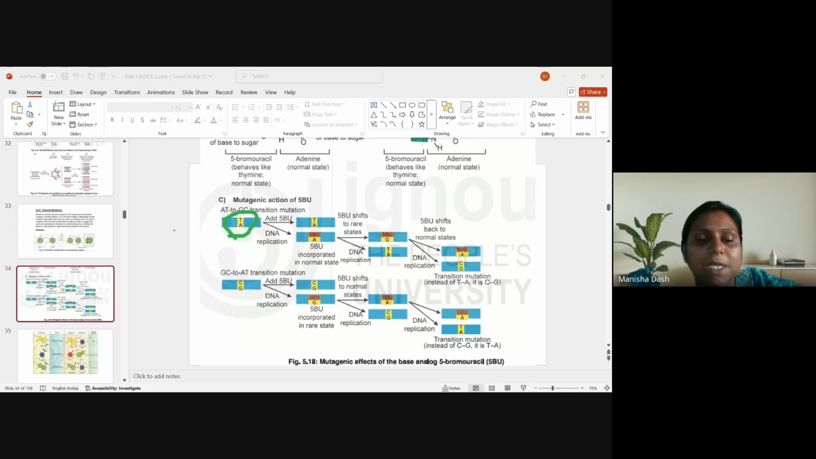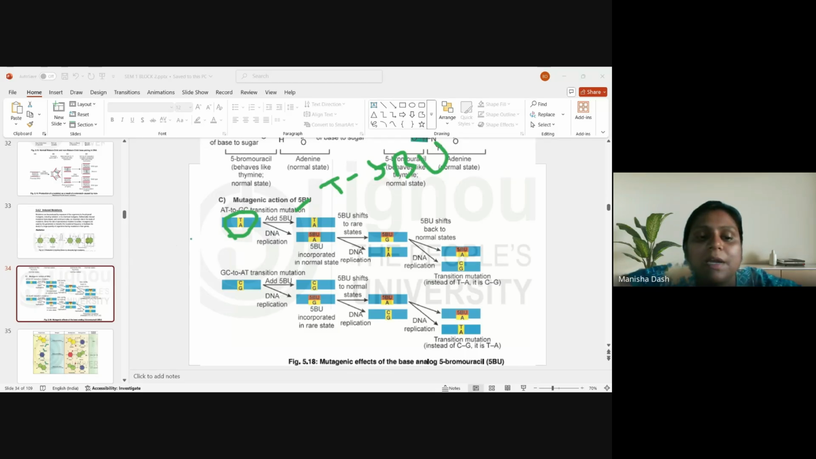Now, due to the presence of 5-bromouracil, so what is 5-bromouracil? This is a structural analog of your thymine. It will appear similar to thymine. So the adenine may wrongly pair with a 5-bromouracil instead of a thymine, because thymine and 5-bromouracil look alike. So instead of pairing with thymine, the adenine has mispaired with a 5-bromouracil.